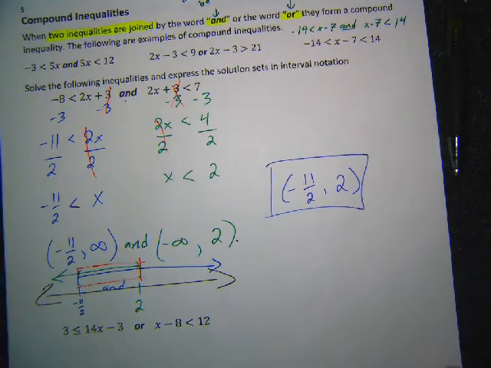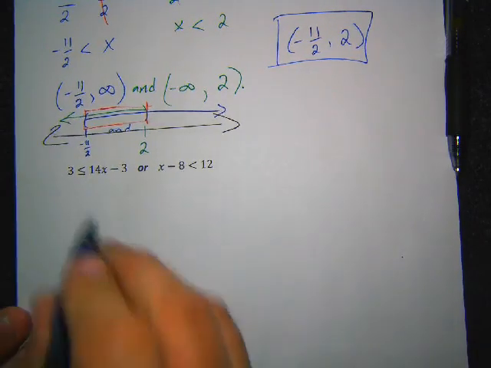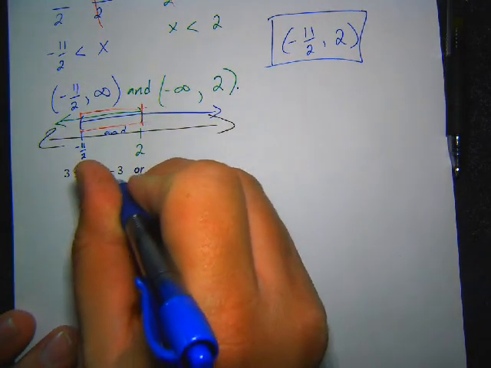Okay, let's try one more. This one is an "or" now. So instead of an "and," it's an "or." So let's solve this one. Again, we'll solve each part separately. So we're going to solve the first part. Here I'm going to add 3 to both sides.